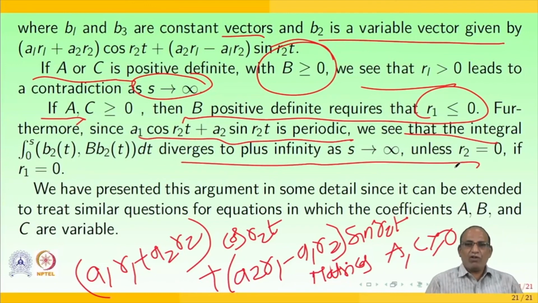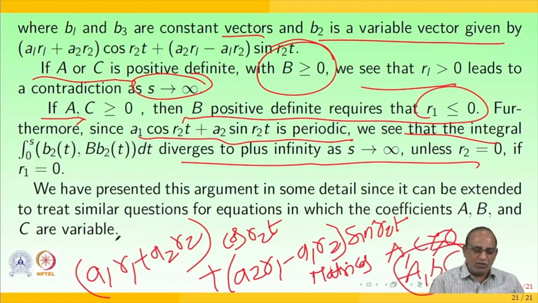We have presented this argument in some detail since it can be extended to treat similar questions for which the coefficient matrices A, B, C are available. So this example demonstrates how differential equations of matrices could be applied for a particular application in electrical engineering, and how the stability could be computed, which we called Lebesgue stability, in order to find the stable solutions to these matrices.